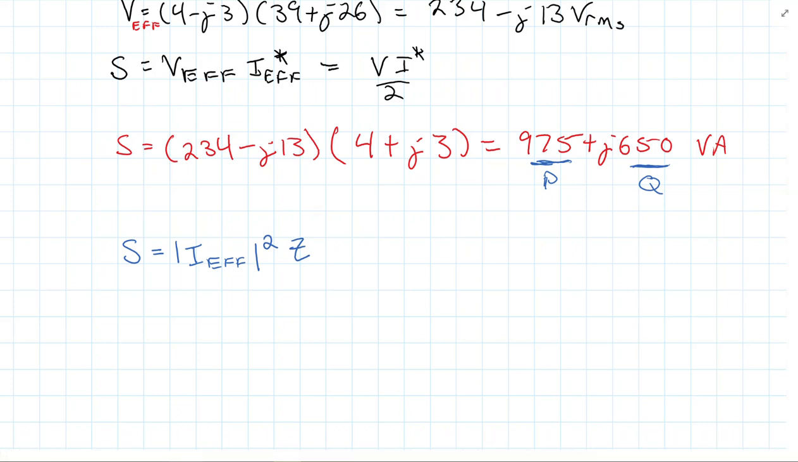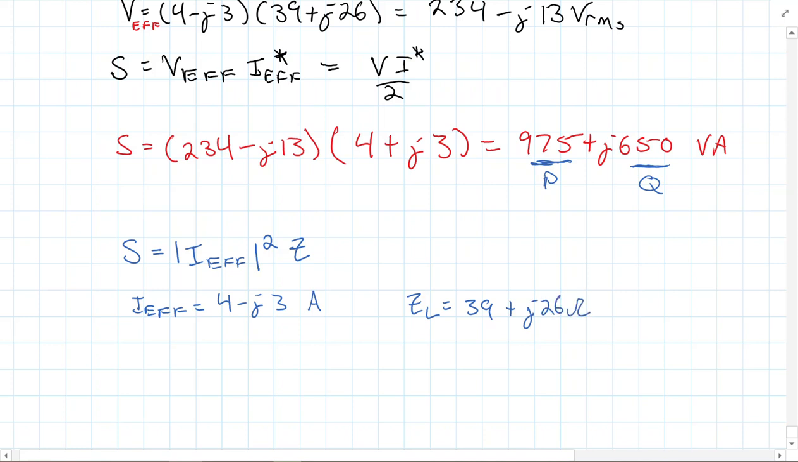Well, let's see if we could do it that way and get the same answer for my power. So my effective current is equal to 4 minus J3 amps, and the impedance of my load was 39 plus J26 ohms.